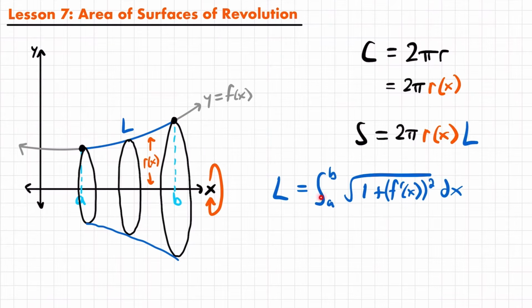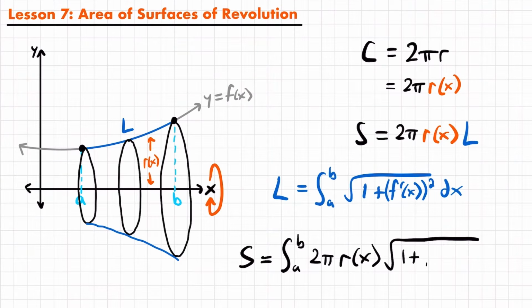And so we could combine this definite integral, which represents the arc length, with the circumference of one of the circles that would make up that surface. And so we would have that the area of the surface is equal to the integral from a to b of 2 pi times the radius in terms of x times the square root of 1 plus f prime of x squared times dx. And so what this definite integral does is it calculates the area of this surface by adding up the circumference of an infinite number of circles from A to B, where each of those circles has a thin width that is determined by the arc length of the curve.